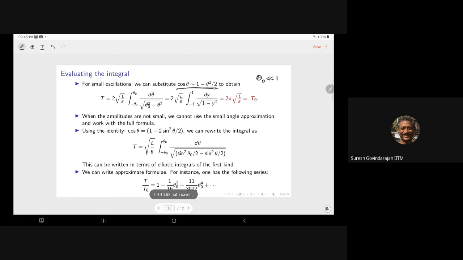But we are now grown up. We want to ask what happens when the amplitude is not small. You cannot use the small-angle formula. And if you want, we can write this kind of cosine theta identity, and you will still get this integral. And the point here is that this can be expressed in terms of what are called elliptic integrals of the first kind. So you might see this. These are some new special functions.